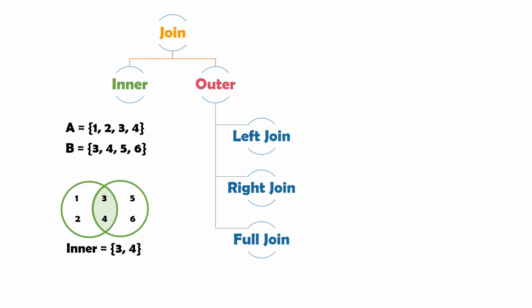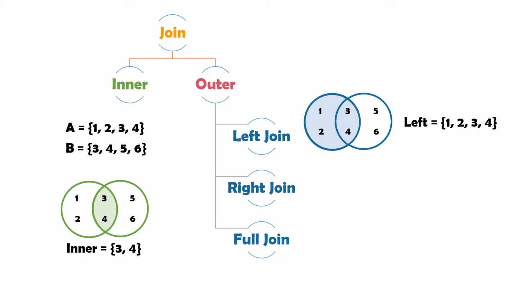Let's continue with the outer join function. First, left outer join. This means that we not only take the numbers that are in A and B, but also the numbers that are only in A. This means that our left outer join for the sets A and B is 3 and 4, because they are in A and B, but also 1 and 2 because they are in A.